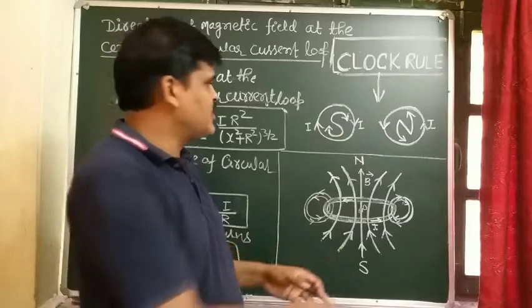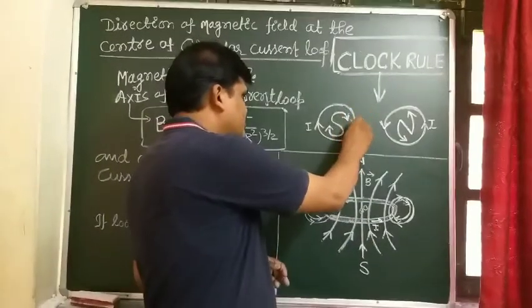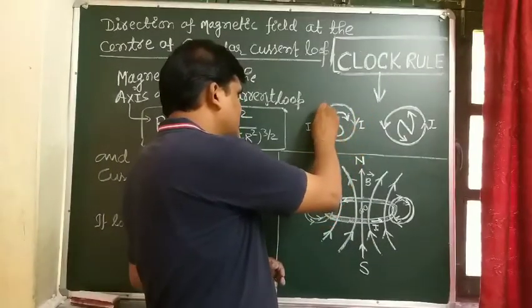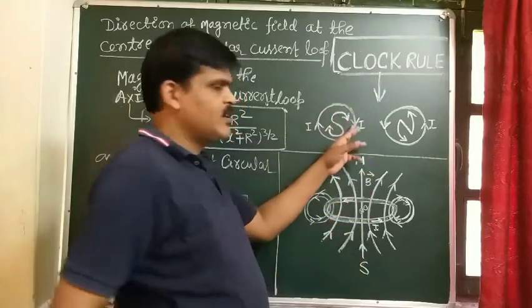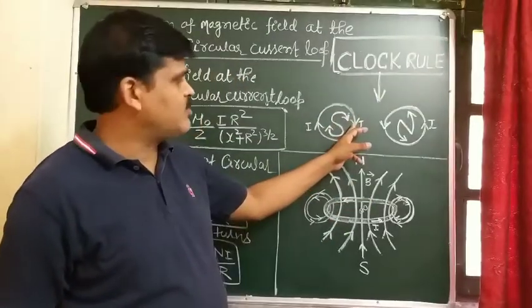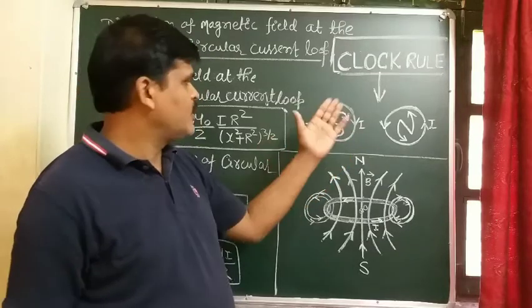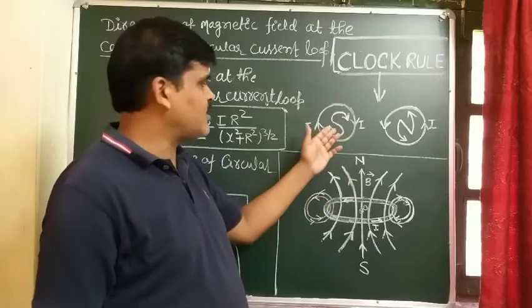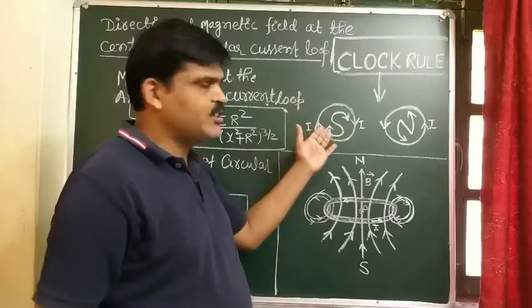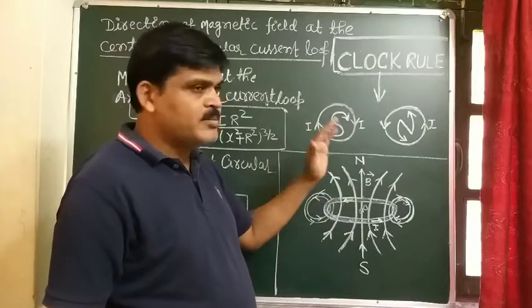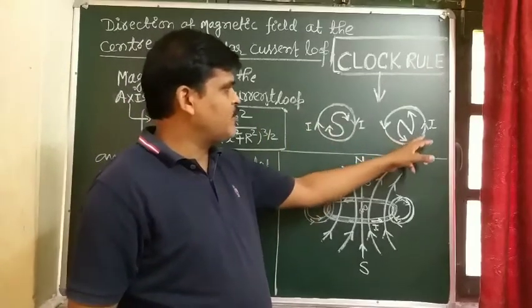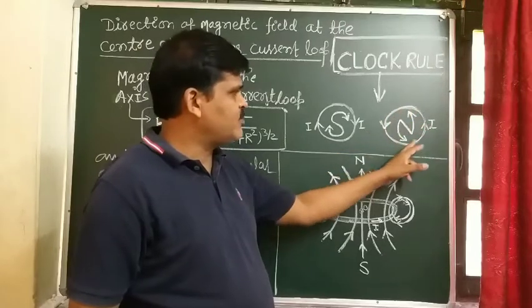So here student, see, current is flowing in the circular loop in what direction? Clockwise direction. If the current is flowing in the circular current loop in clockwise direction, the face towards you, the face towards the reader, is what? South, and the face behind is what? North.